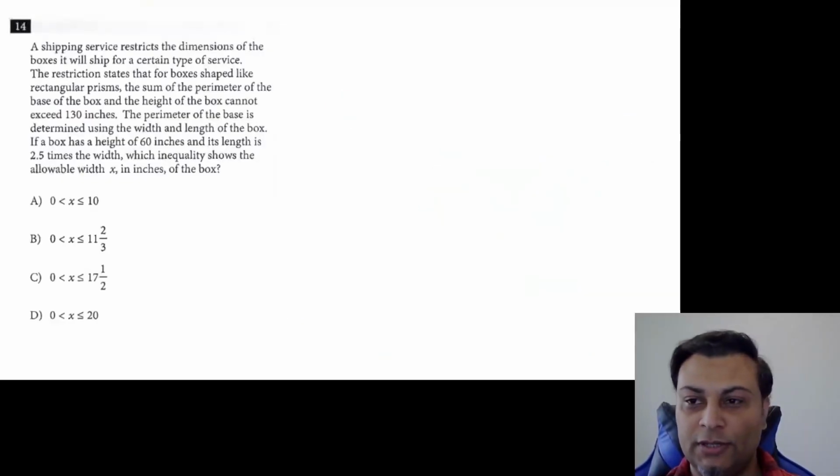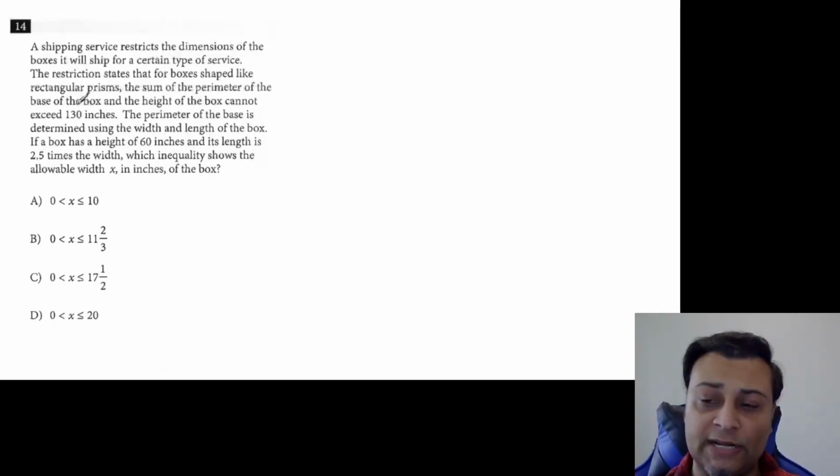Question 14. A shipping service restricts the dimensions of the boxes it will ship for a certain type of service. The restriction states that for boxes shaped like rectangular prisms, the sum of the perimeter of the base of the box and the height of the box cannot exceed 130 inches. The perimeter of the base is determined using the width and length of the box. If a box has height of 60, the length is 2.5 times the width, which inequality shows the allowable width x in inches of the box.